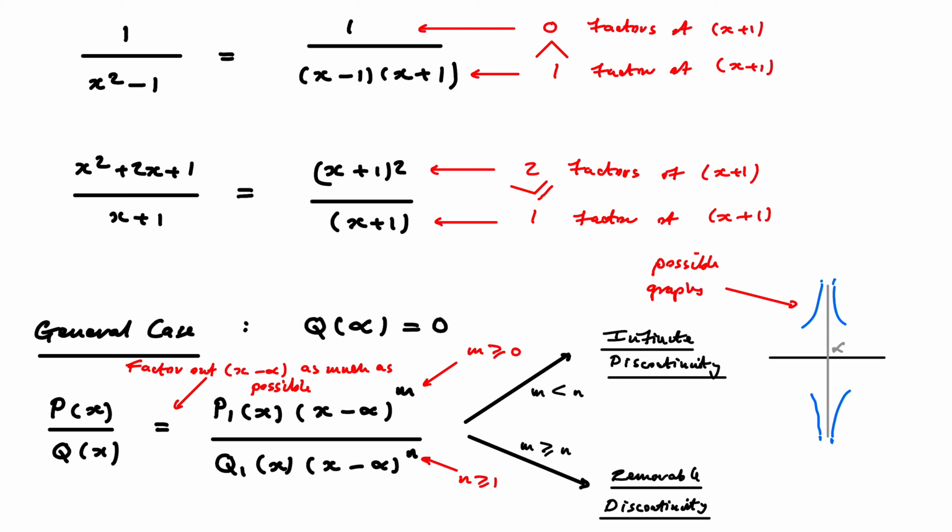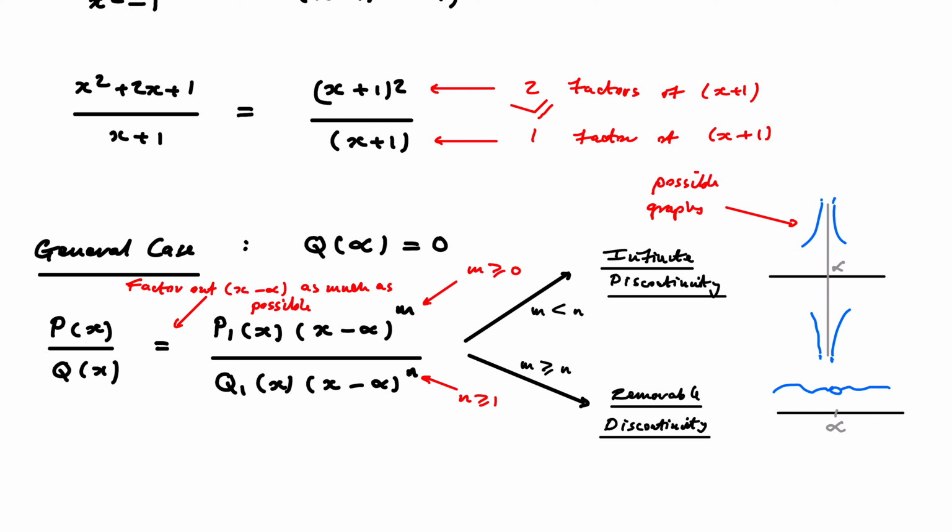And for the removable one, it's much simpler. This is your alpha. It's all going along fine, and there's just a hole like that. So that's the general case, that's the general story.